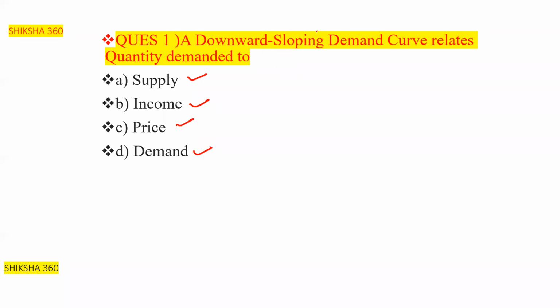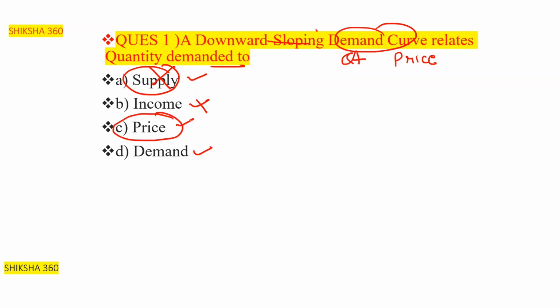Under the demand curve, we have discussed only two factors. The first one is the quantity demanded, and the second one is the price. So it is not supply, because till now we have discussed nothing regarding supply. Does it relate quantity demanded to income? No. It relates quantity demanded to the price. So this is our answer. Only after proper analysis are you able to answer these questions.